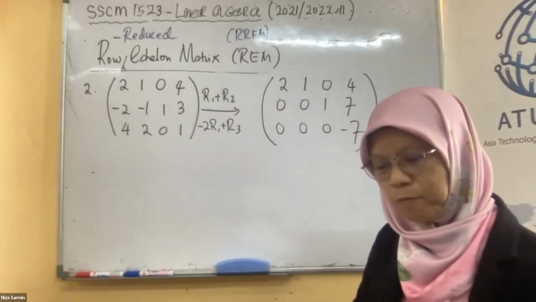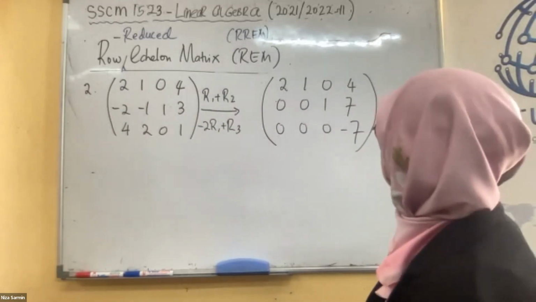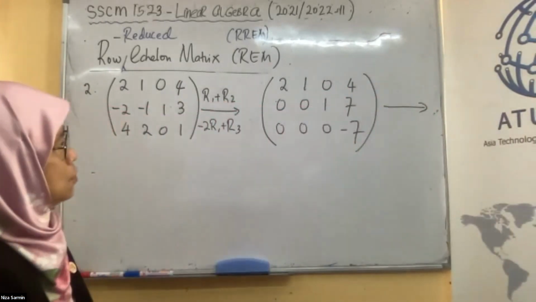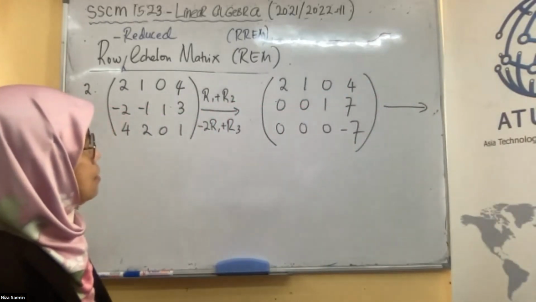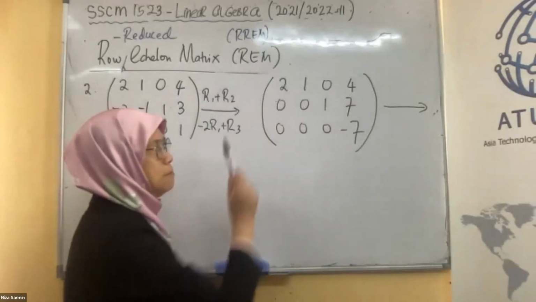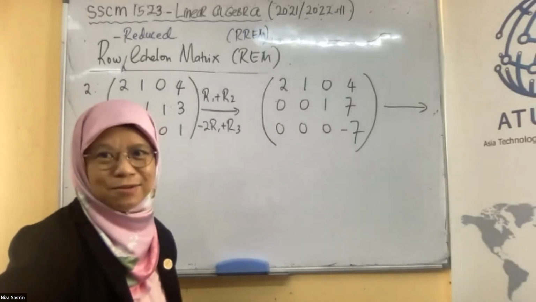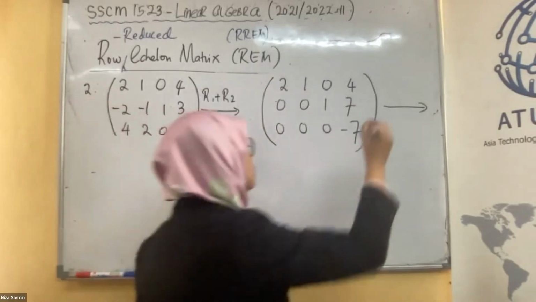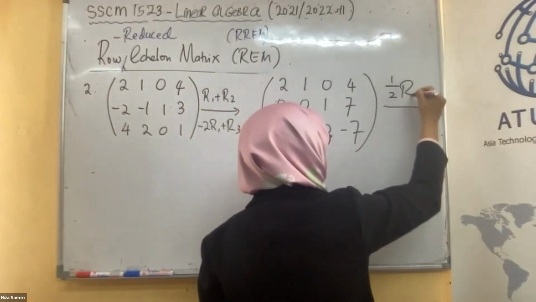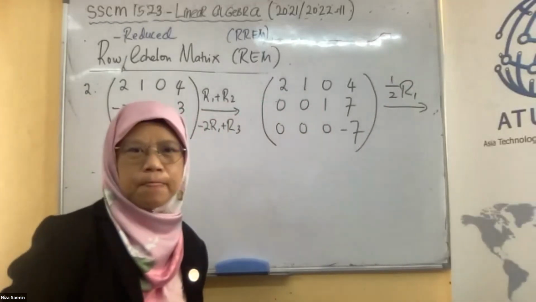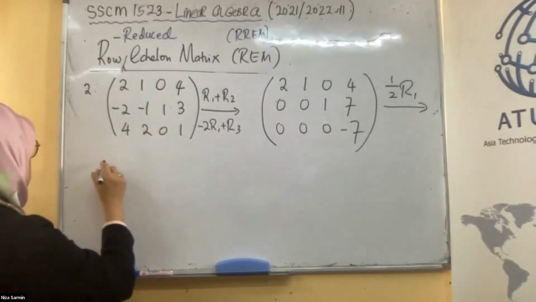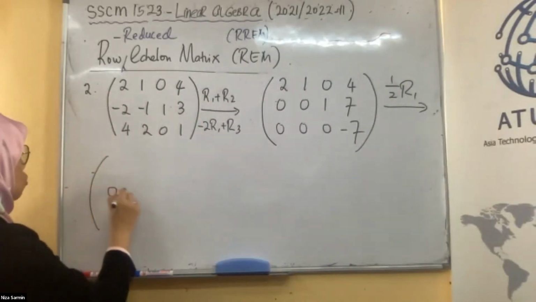Now you can change this to 1 because you are done making this all 0. So you can just multiply and you will get this. I just copy.